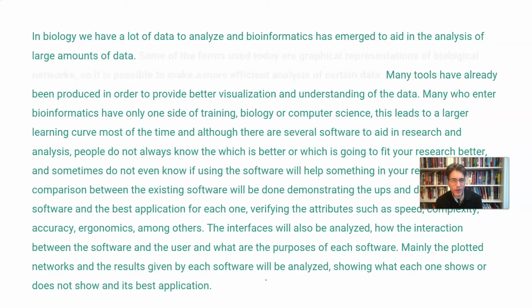So if you read through that, in biology we have a lot of data to analyze. Starting at the top here: in biology, we have a lot of data to analyze, and bioinformatics has emerged to aid in the analysis of large amounts of data. Many tools have already been produced in order to provide better visualization and understanding of the data. In fact, those two could even go together. So now it makes a little bit more sense that they're just talking about that there's a lot of tools that are out there to help analyze and visualize data, and that's it. That's the whole idea, is that these software packages exist, and they help by helping to visualize data better.